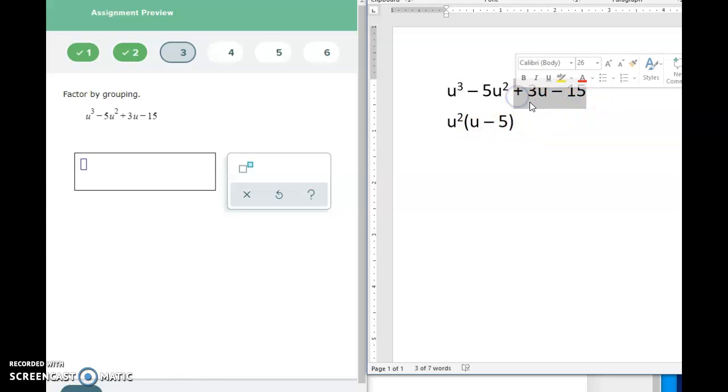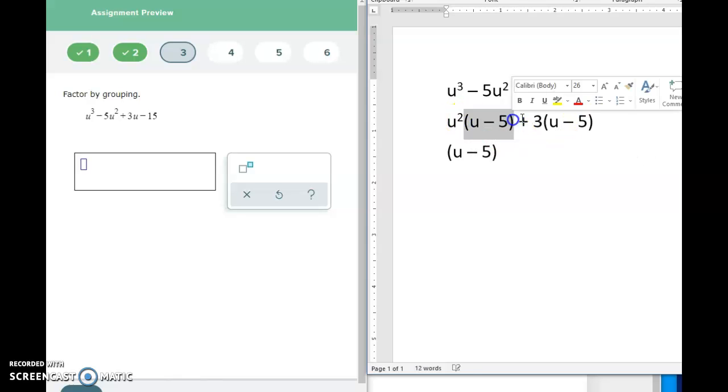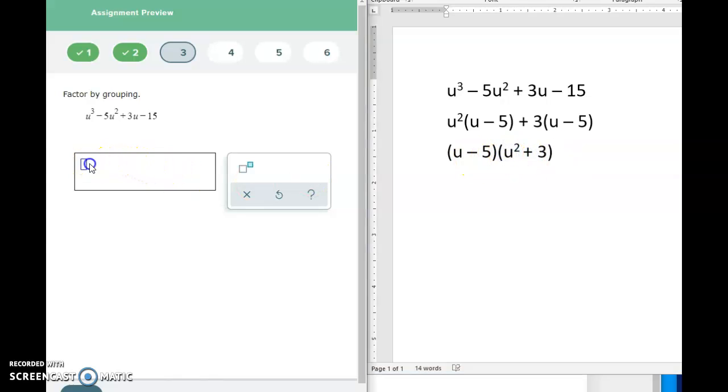Then I'm going to look at the last two terms, and their GCF is going to be a plus 3. So I take out that plus 3. 3u divided by 3 is u, minus 15 divided by 3 is 5. So good news, I have a GCF. That GCF is u minus 5. I have a u minus 5 here and a u minus 5 here. When I take that out, I am left with u squared plus 3. So that'll be my answer: u minus 5, and then u squared plus 3.